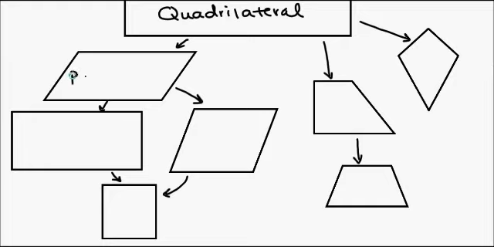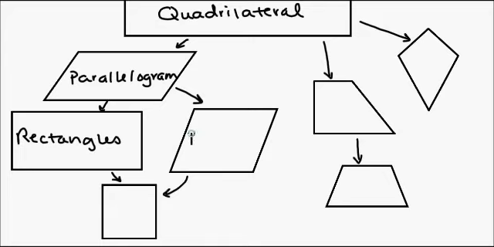On this side, we have the parallelogram, which we'll be looking at more today. And subsets of parallelograms, you have rectangles and rhombuses, or rhombi. I'm just going to write rhombus here. So maybe I should write singular rectangle there. And the square, which is a special case of both the rectangle and the rhombus.